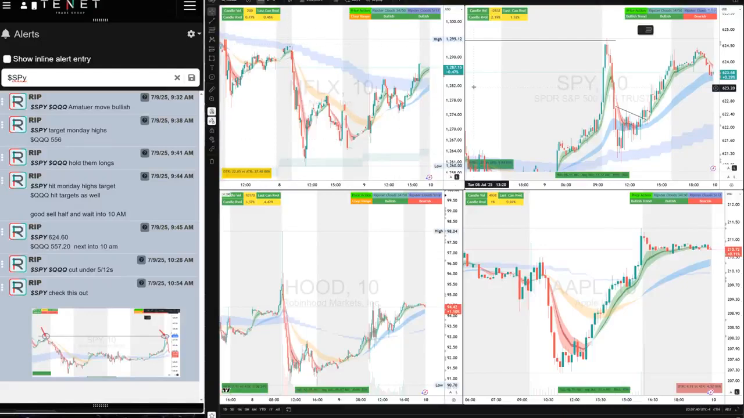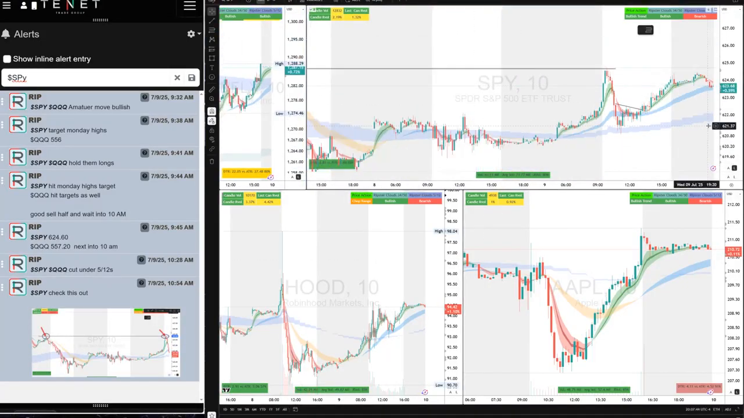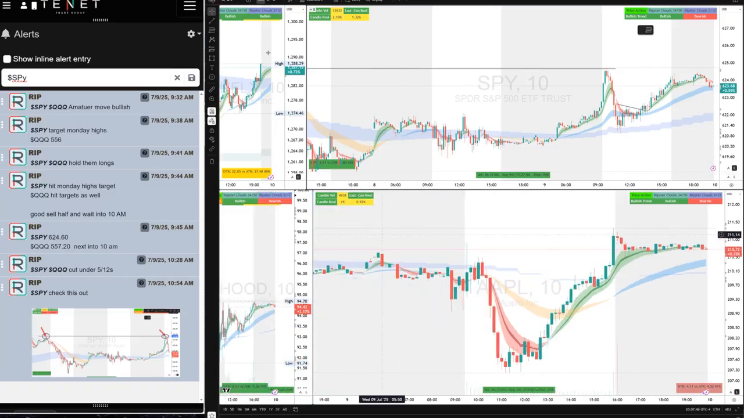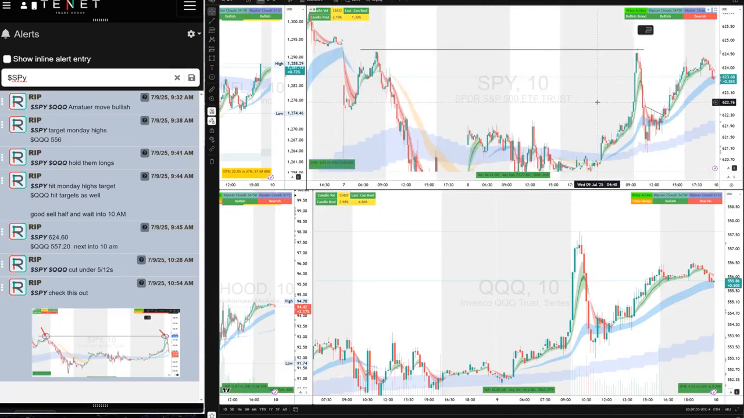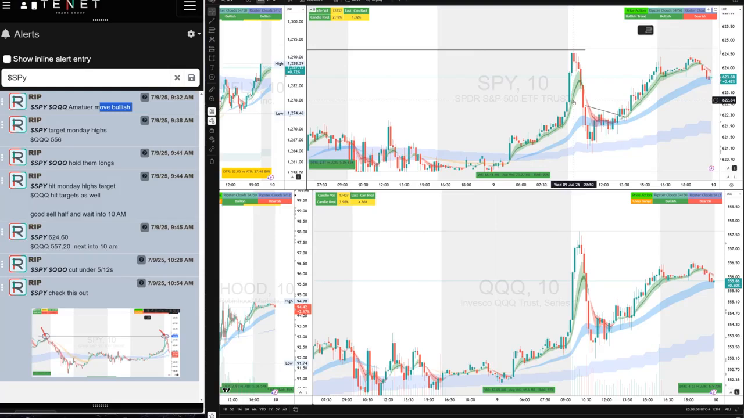Right away, as soon as the market opened, it was bullish. Let's just focus on SPY here, and I'm going to put QQQ here, and I'll show you both of those. As soon as the market opened, you see SPY breakout. So there was the amateur move. You can long it, but you need to understand the amateur moves. It was definitely a bullish move out of the gate, and that amateur move on SPY ran from 622 to 623.